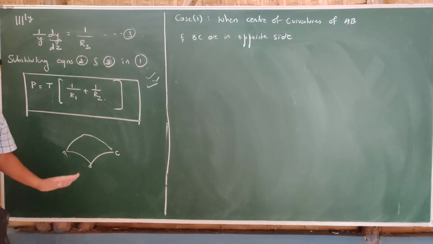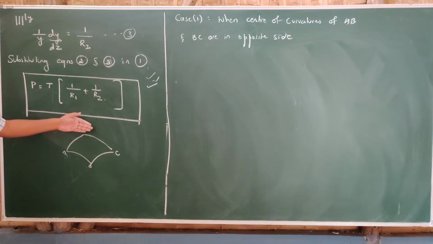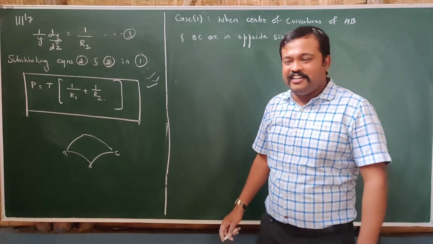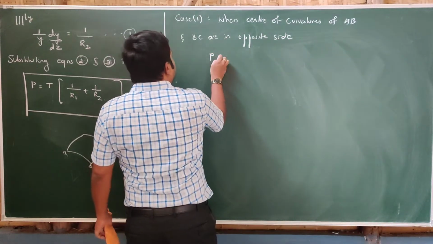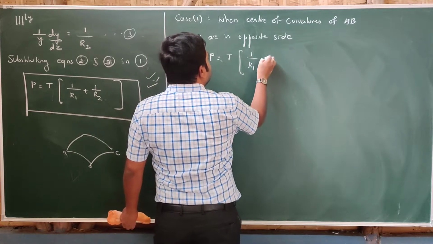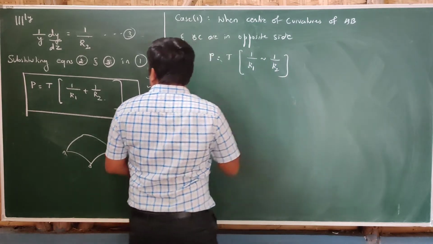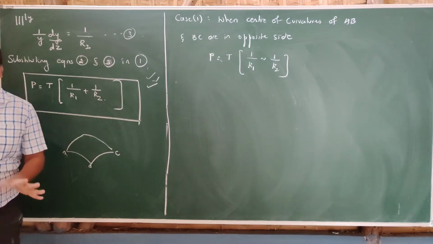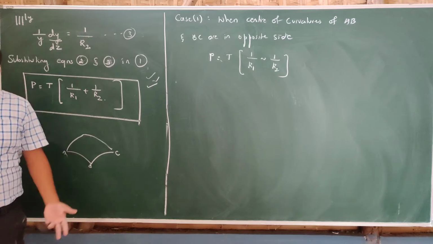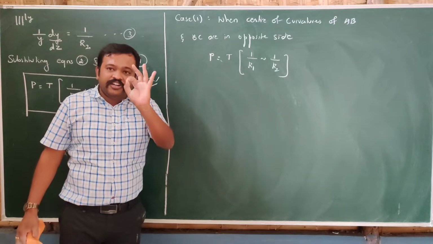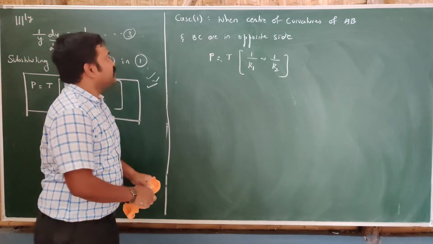If they are on opposite sides, if the center of curvature of one is here and another one is there, then what will happen to the pressure that we will be learning? If it is on the opposite side, the pressure formula will be like this: T into 1 by R1 minus 1 by R2, the difference instead of plus. If it is plus, the centers of curvature are on the same side. If they are on different sides, instead of plus we take the difference. This is the first case.